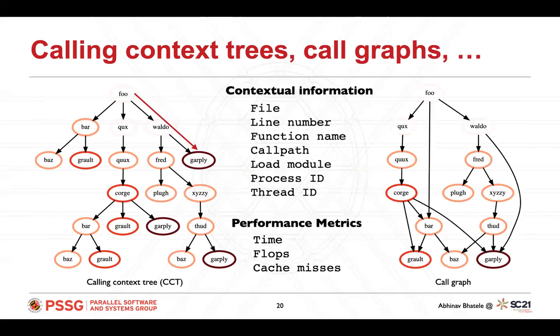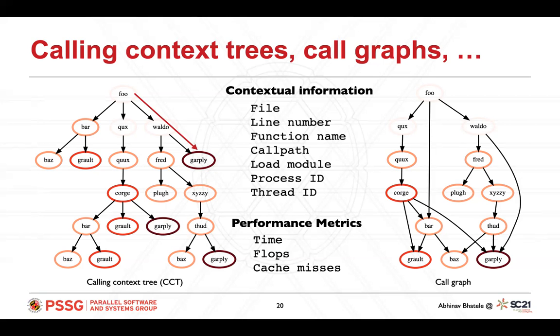Now, as I said earlier, if you combine all the nodes with the same name, you get a call graph from a calling context tree. The caller-callee relationships are preserved, but in this case, we might combine all the metrics across the different calling contexts for a particular function. So many different profiling tools output either a calling context tree or a call graph, and we can analyze them to understand the performance of our code.